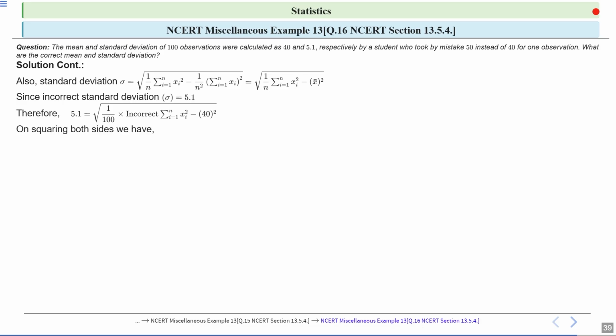Now on squaring both sides, we have 26.01 equal to 1 divided by 100 times incorrect sum from i equal to 1 to n xi square minus 1600. The incorrect sum from i equal to 1 to n xi square equal to 100 times 26.01 plus 1600. The incorrect sum from i equal to 1 to n xi squared equal to 162601.